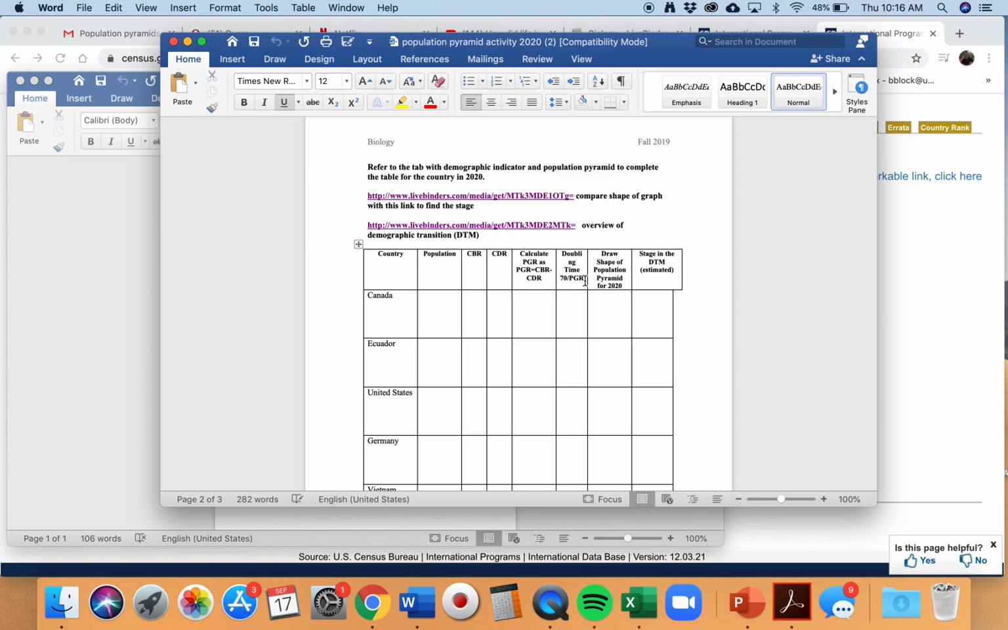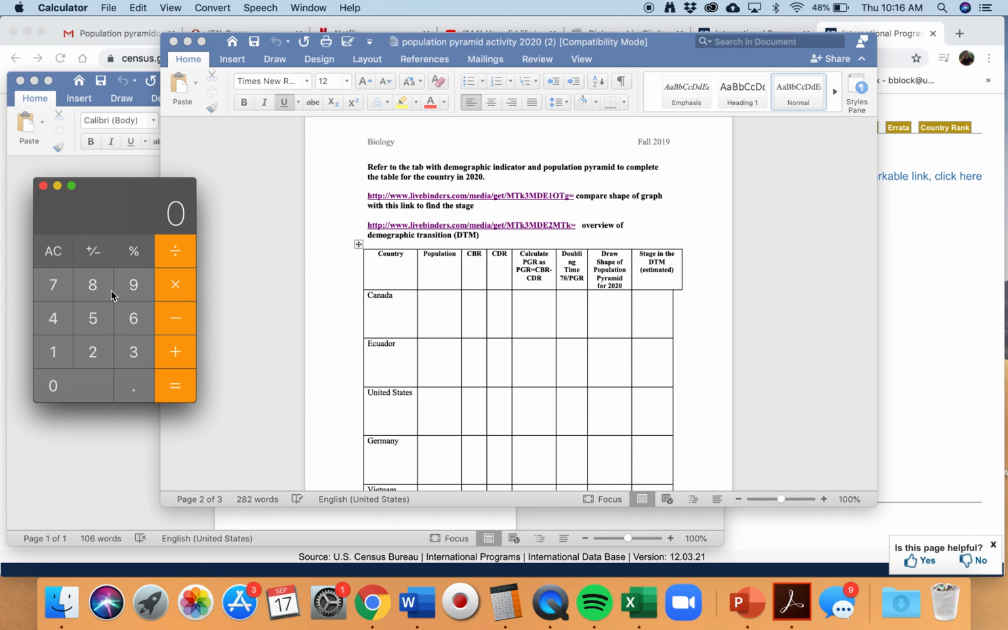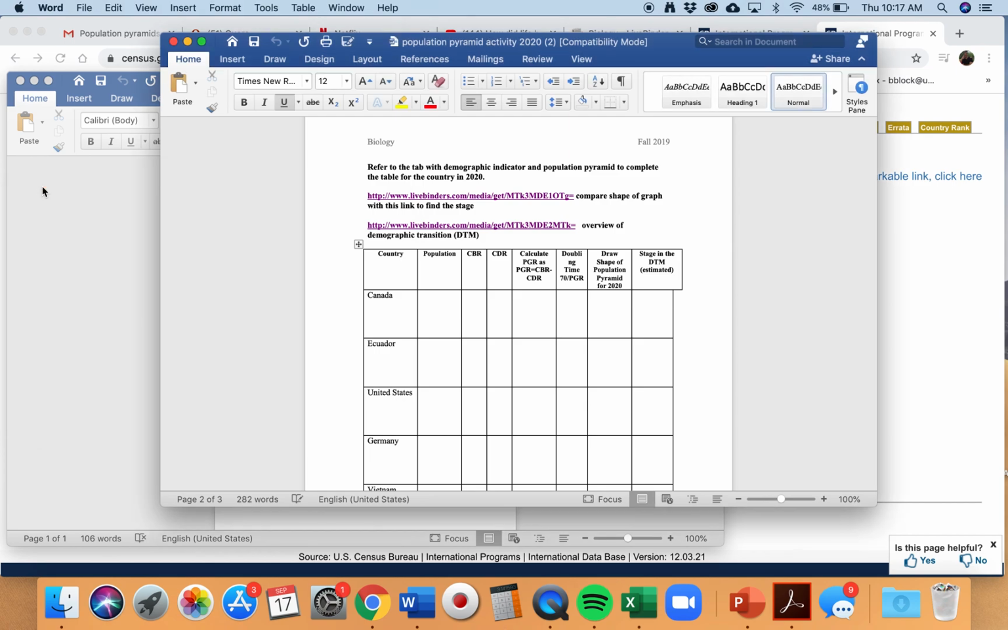Now to figure out your doubling time, you take 70 divided by PGR. So if I take 70 divided by 2, I get 35. Okay, so with a growth rate of 2%, it will take 35 years for them to double their population.